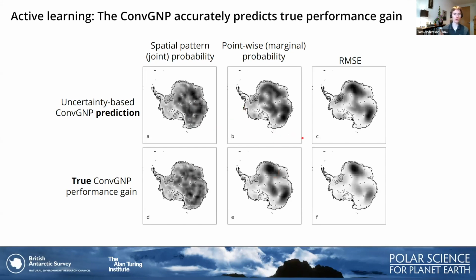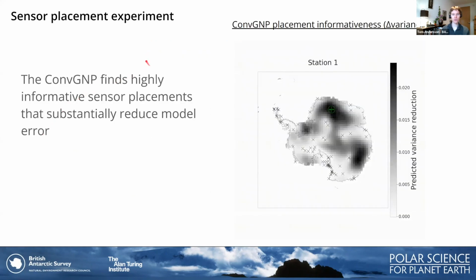So the model is really well able to rank different locations in terms of how much they actually improve the model's performance, which is a very important feature. And then, with this in mind, we can now run a simulated sensor placement experiment with this ERA5 data, which is shown by this GIF over on the right-hand side.